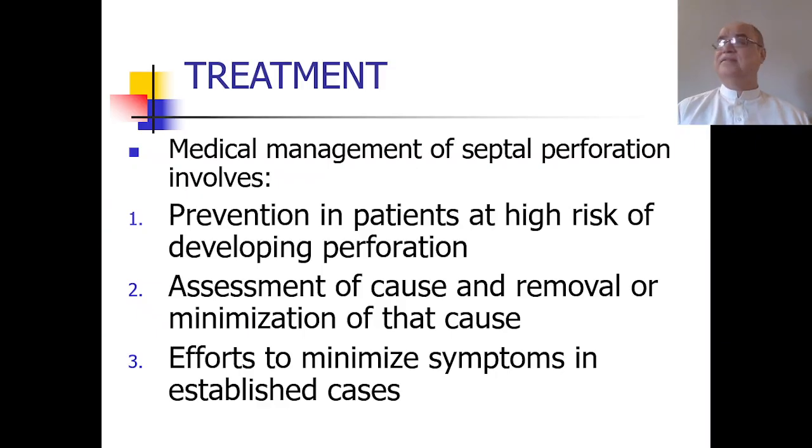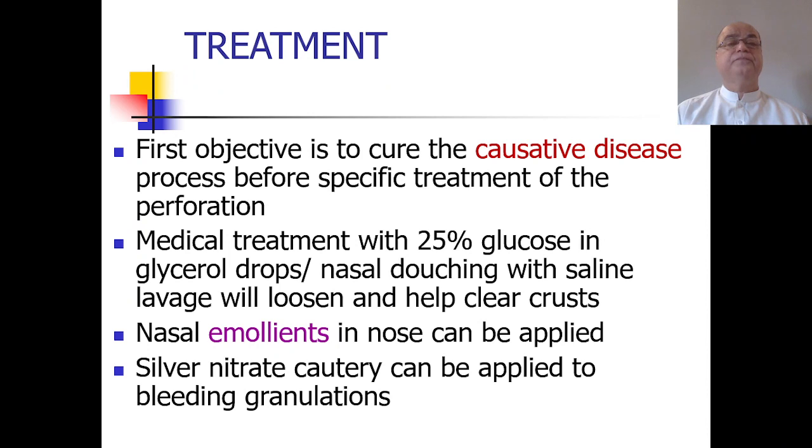Now, as far as the treatment is concerned, medical management of septal perforation will be prevention in patients at high risk of developing perforation, assessment of the cause and removal or minimization of that cause, and efforts to minimize the symptoms in established cases. So the first objective is to cure the causative disease. For example, if it is due to tuberculosis, we have to go for anti-tuberculous treatment for a 6 months regime or 9 months regime. If it is a malignancy, we have to deal with that according to the TNM staging of that malignancy. If it is Wegener's granulomatosis, we have to go for the treatment of Wegener's granulomatosis.